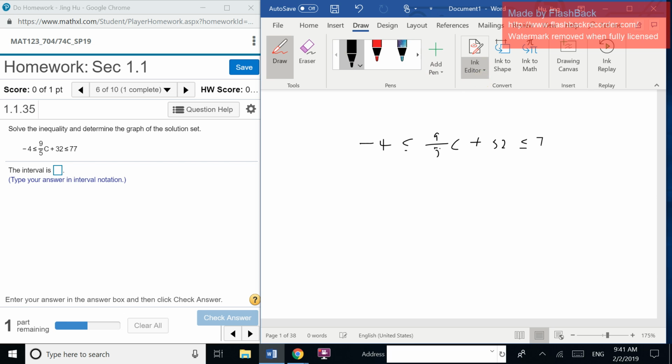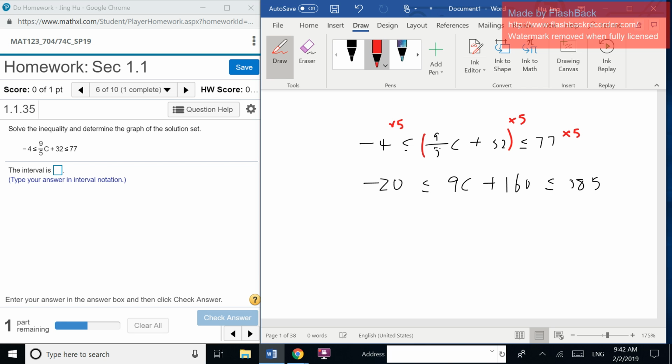So we have -4 less than 9/5c plus 32, less than or equal to 77. We multiply by the denominator 5. So -4 times 5 is -20. Then 32 times 5 and 77 times 5. Then we subtract 160 from all parts.